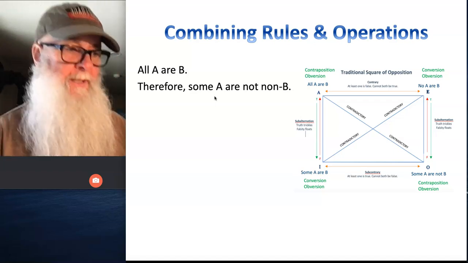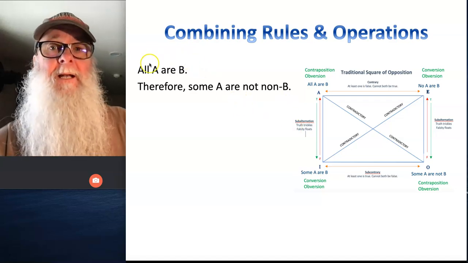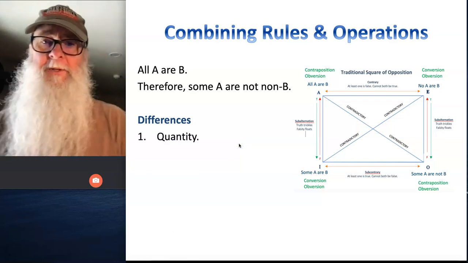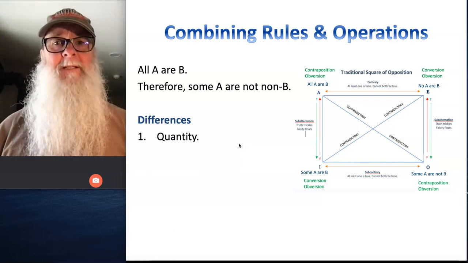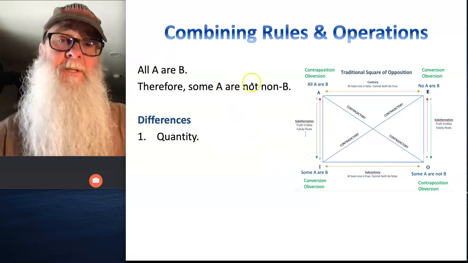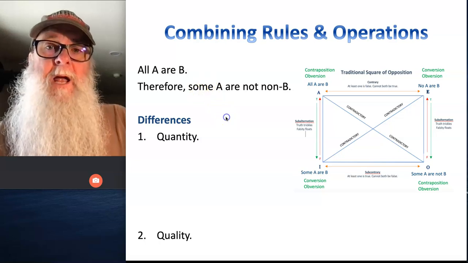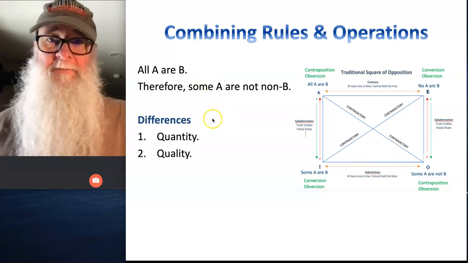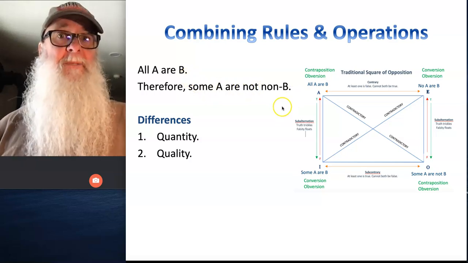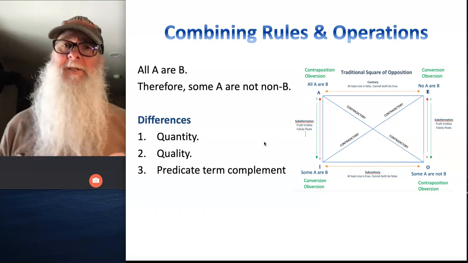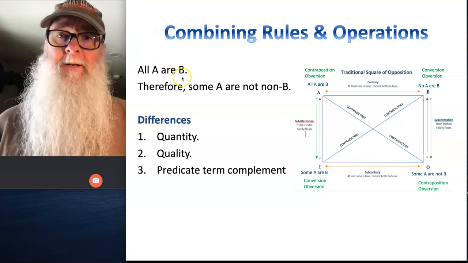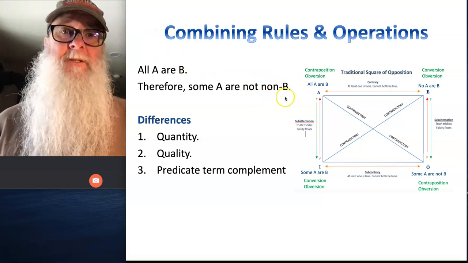Now, the way I'm going to go about doing this is I'm going to begin by cataloging the differences that I see between the premise statement and the conclusion statement. One of the things I noticed right away is these statements have a different quantity. The premise statement is universal, all, but the conclusion statement is particular, some. I also noticed there's a difference in quality. All A are B is affirmative, but some A are not non-B is negative. And finally, I noticed that the predicate terms of the premise and the conclusion are complements of one another. The predicate of the premise is B, and the predicate of the conclusion is non-B.